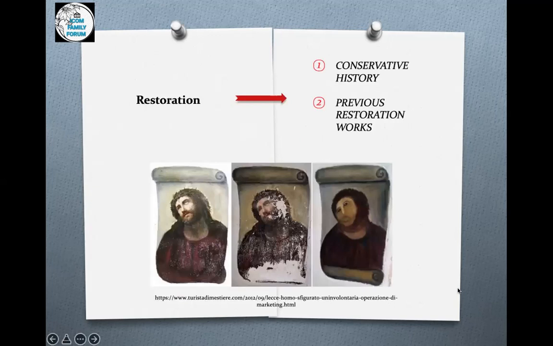Well, if we have to make a restoration, during our artistic and historical research it's very important to find news about the conservative history of the artwork, and also it's important to know if there are previous restoration works, so if in the past the artwork was restored already. Well, in this case, we see an artwork in Spain, and this old restoration was a disaster. And this event is very famous.